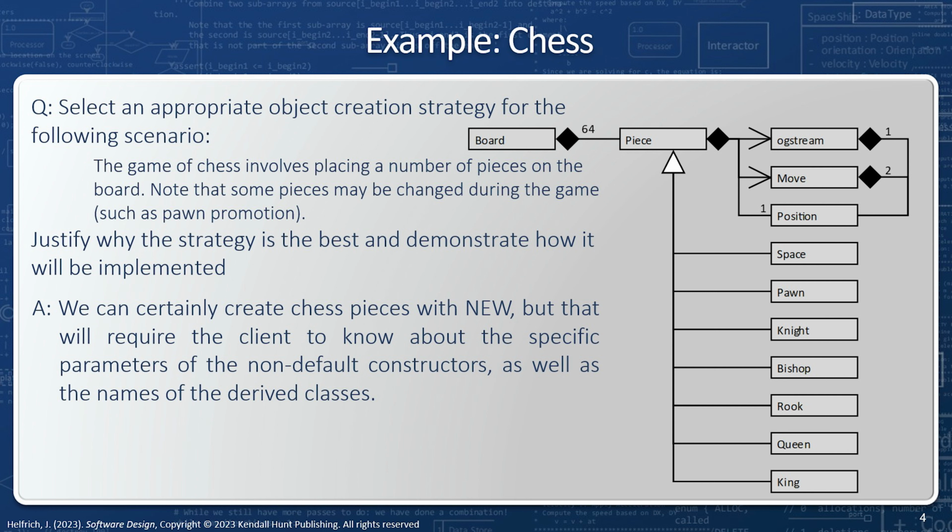So to give you an idea, a board has 64 pieces, and each piece can be a space, a pawn, a knight, a bishop, a rook, a queen, or a king. So how am I going to make this happen? Well, let's take a look at some code.